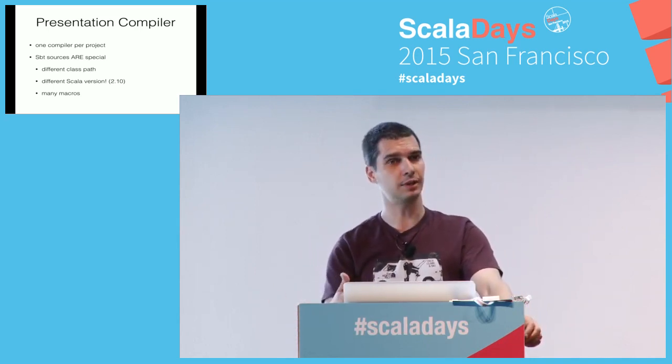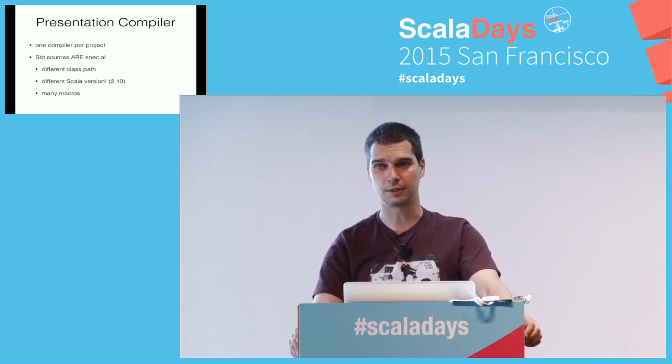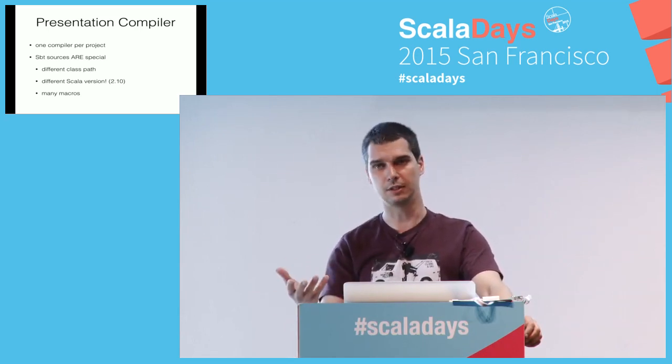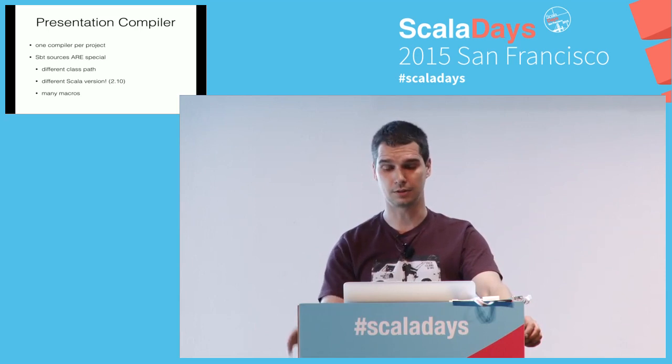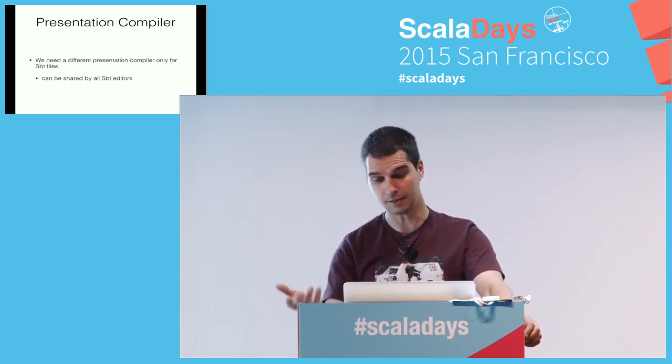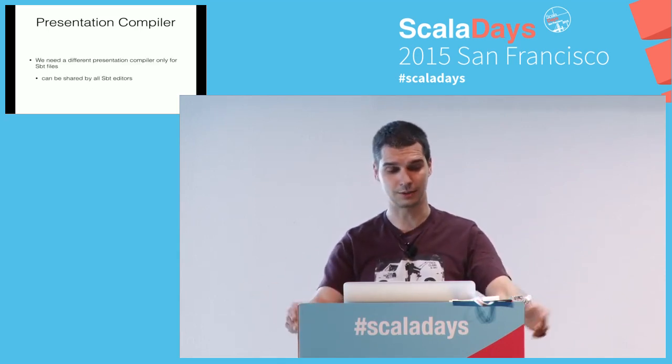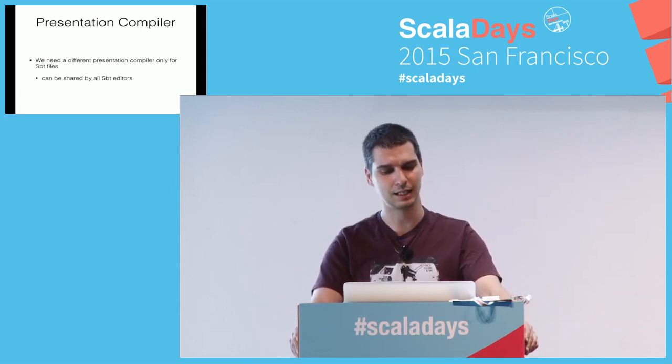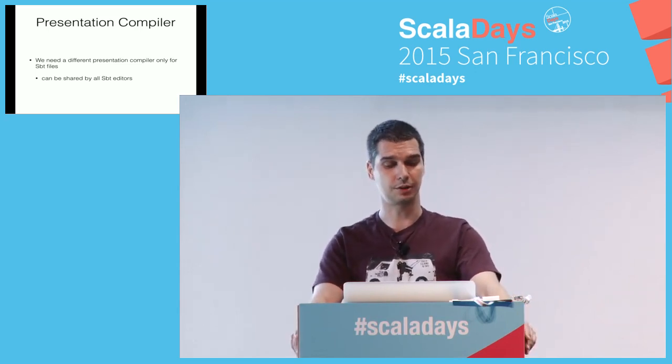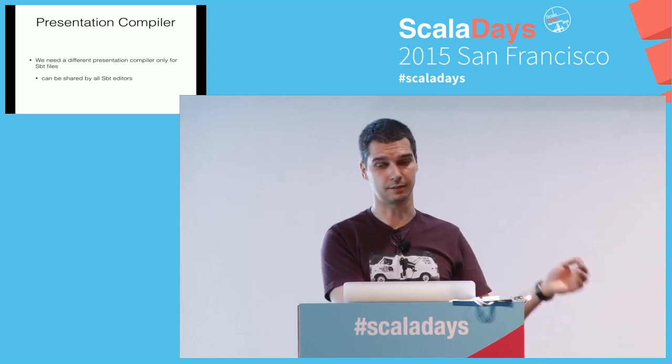So at this point I got a little bit nervous working on my slides, because I somehow sensed we'd need this kind of feature in the API, but nobody had used it before. Luckily it worked, so I can show you how this can be done. We just need to create a different presentation compiler only for SBT files.